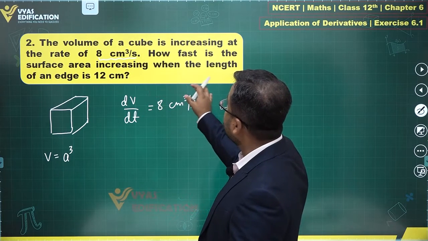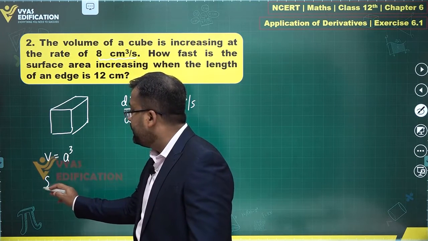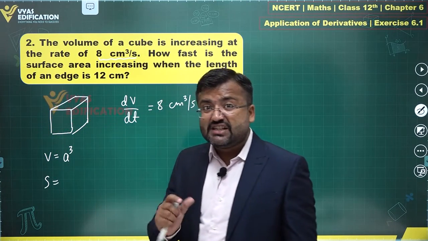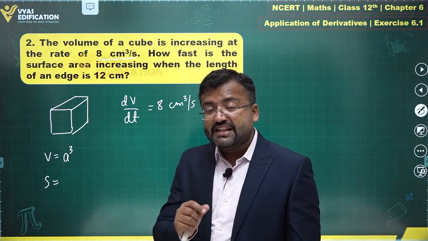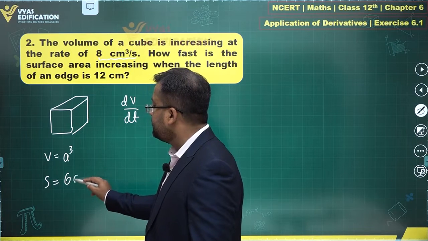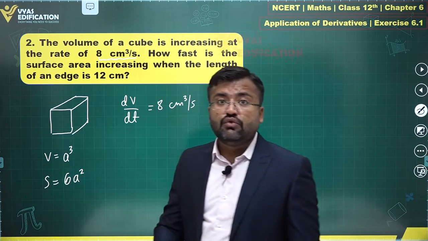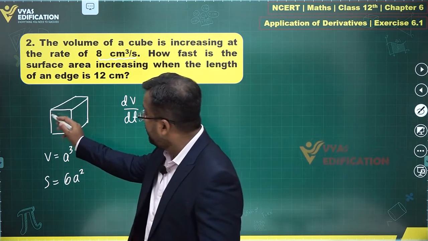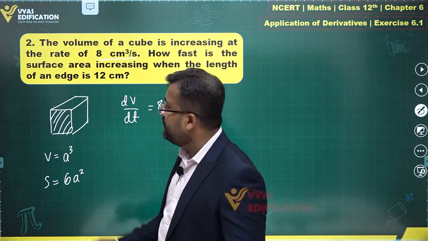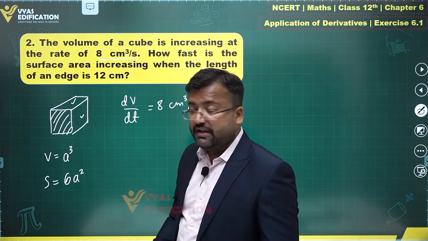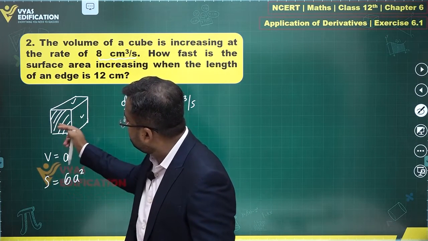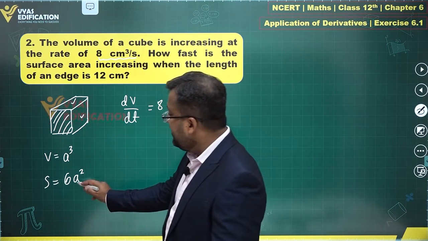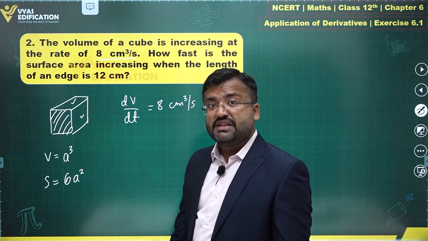How fast is the surface area increasing when the length of an edge is this? So surface area, let us denote surface area by S. Surface area is equal to, there are 6 faces each having area a square. So this is 6a square, right? For those of you who don't remember what surface area is, imagine the cube in front of you, and this is the area of this surface, similarly of this surface and this surface. Then you'll have 3 more surfaces, one opposite this, one opposite this, and one at the bottom. So you'll have a total of 6 surfaces, each having area a square. The total surface area will be 6a square.